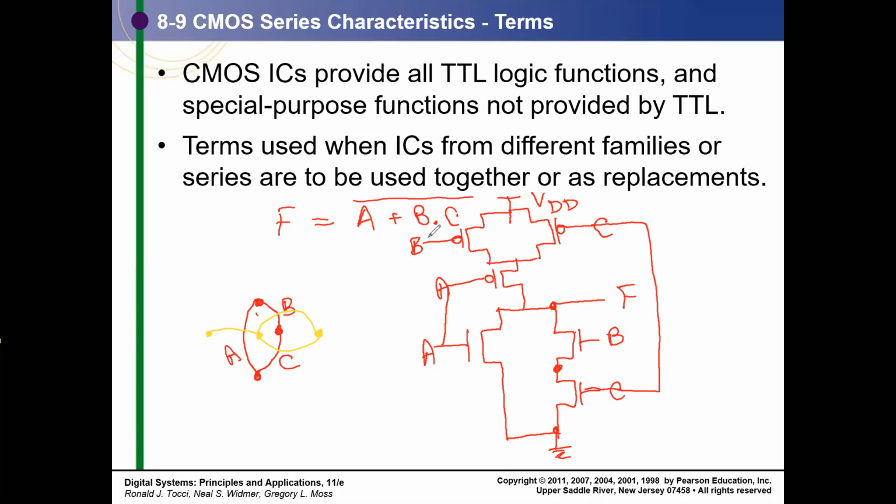Not just SOP inverter function, even if it is in POS, invert form, that also can be directly implemented. Like if F is equal to, let's say, A plus B, C plus D bar. So any inverting function you have, that means it has two branches. These two branches are in series.